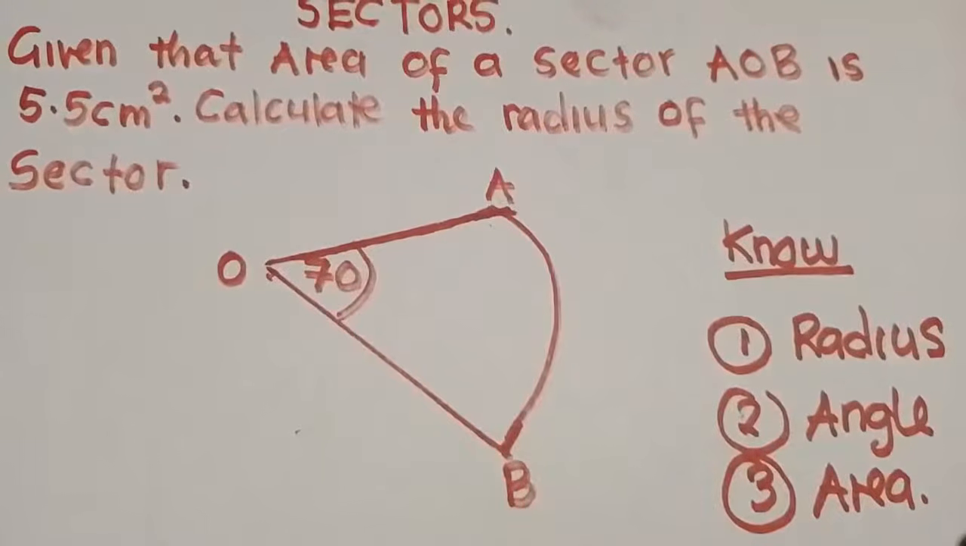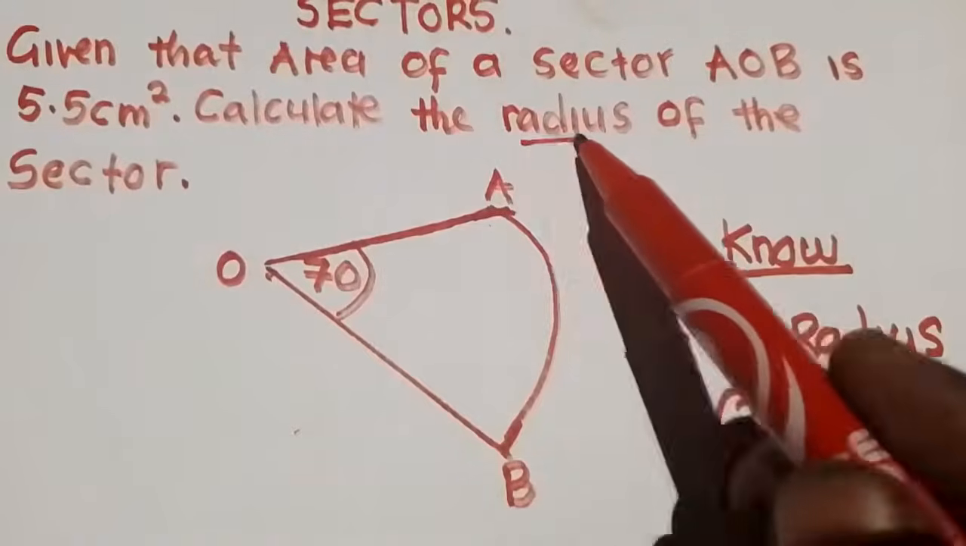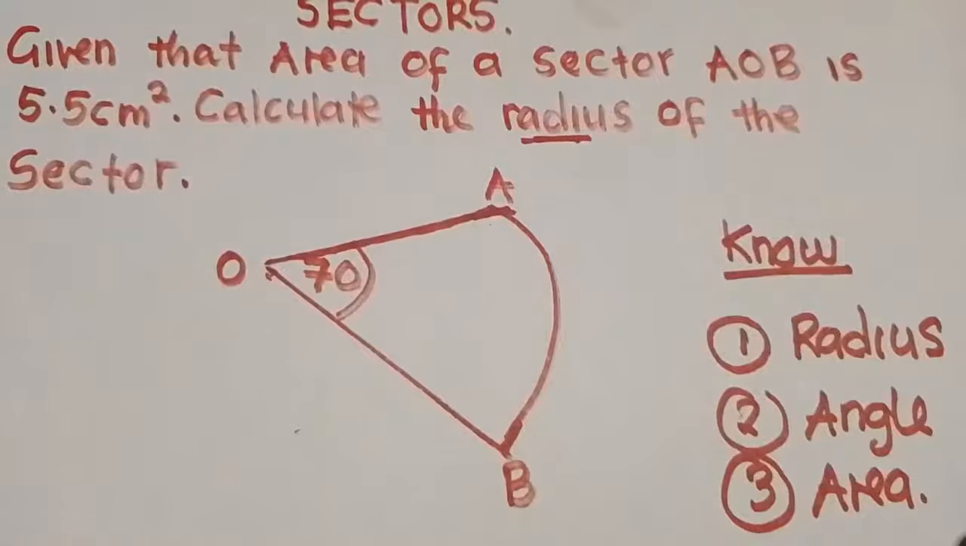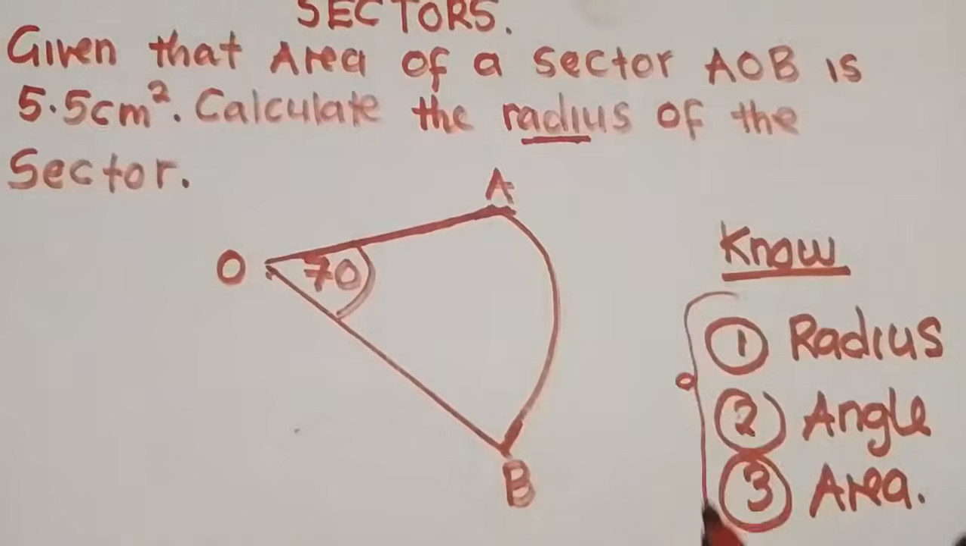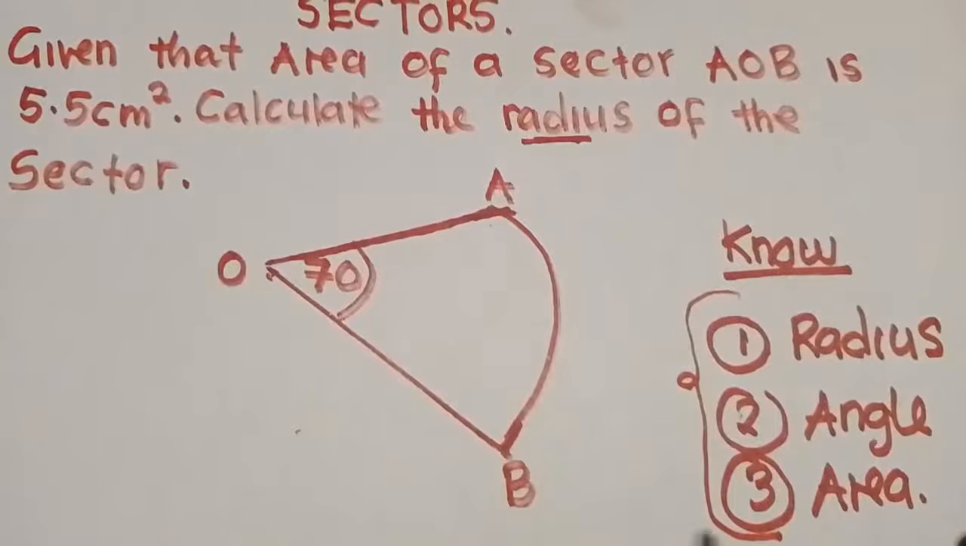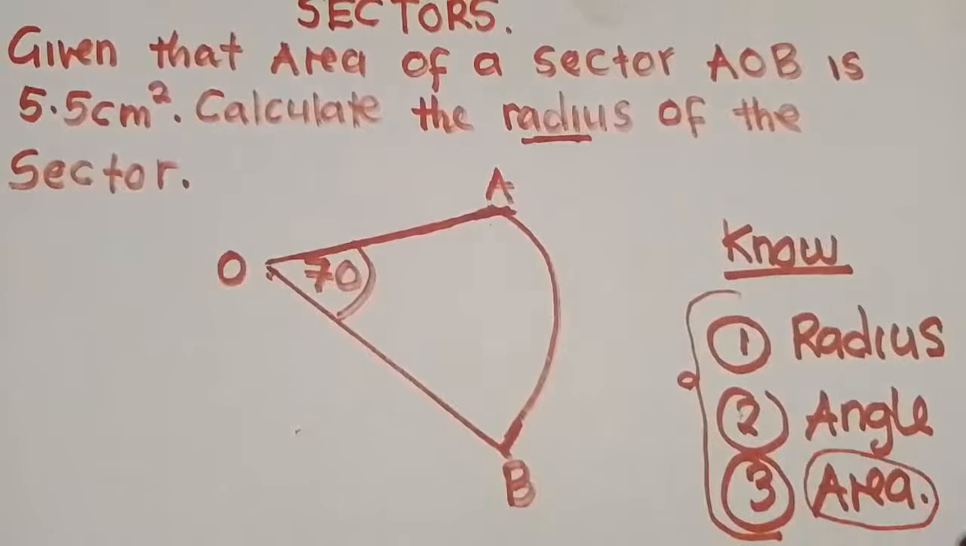Now we are told to calculate what? We are told in this question to calculate the radius. So we've started with the radius. Let us learn how we can calculate the radius. To calculate the radius, you need to know the formula that we use under the area of a sector. All these three things listed there can be calculated under the area of a sector, even the area itself.